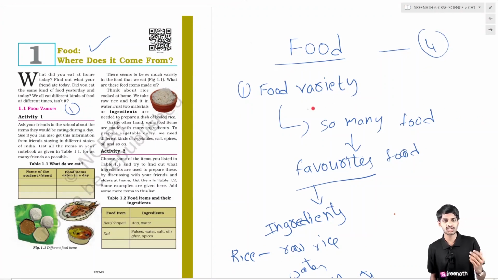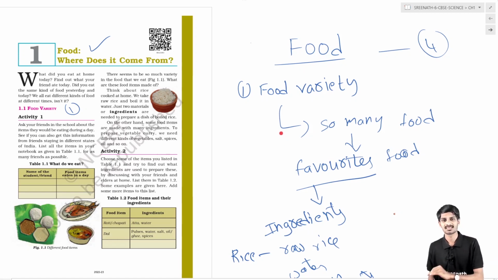Okay, where does food come from? I asked you one question: how are you getting your favorite foods? Then you told me that your mother is preparing your favorite food. Then how is your mother preparing it? You say that she is using several different types of ingredients to make different types of delicious foods. Okay, now I ask you another question: how is your mother getting all these ingredients?